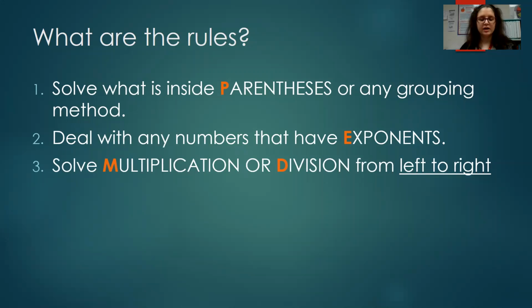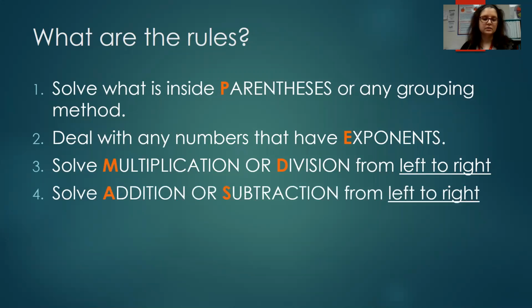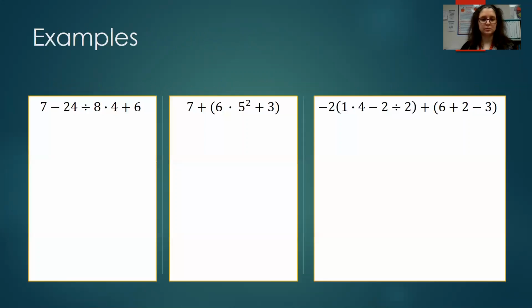A lot of people have gotten confused over the years and they solve all multiplication first and then all division. The order does matter. So it's multiplication or division from left to right, whichever one you see first. And finally, solve addition or subtraction from left to right, the same rule as multiplication or division. So we're going to work a number of examples just to see how the order of operations actually is used.